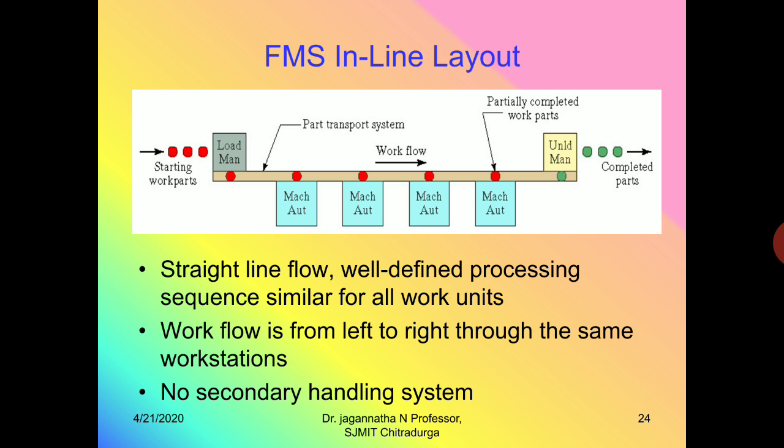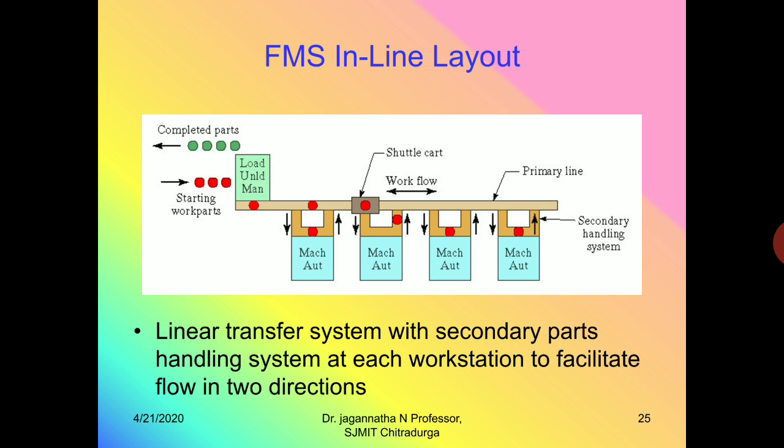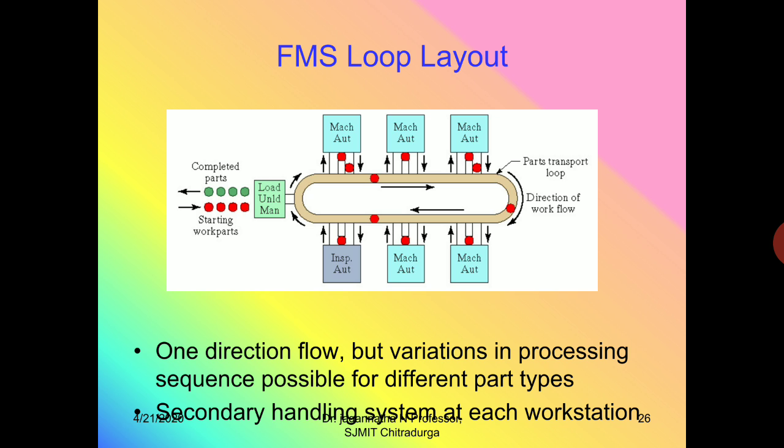In the case of the inline layout of flexible manufacturing system, material handling takes place linearly from one side to another side. The flow of work material moves from one machine to another machine in a line. The workflow goes from left to right through the same workstations. No secondary handling system appears in this layout. There is also an inline layout that is a linear transfer system with a secondary part handling system at each workstation, with flow in two directions. Next, the third type is the loop layout.